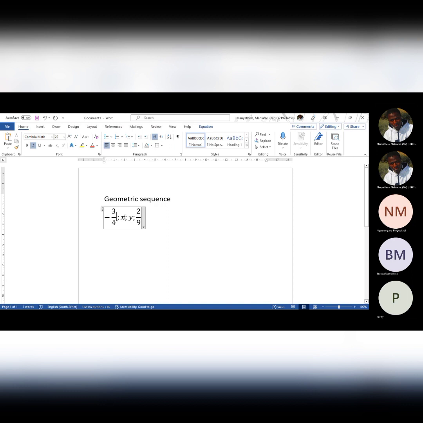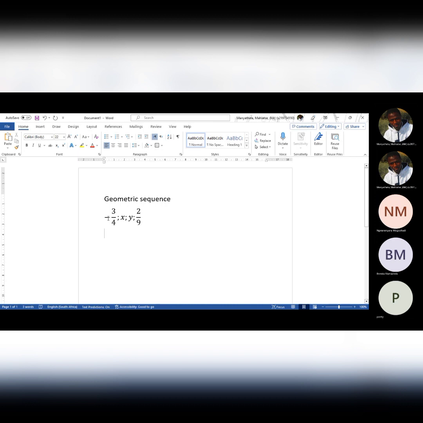The common ratio is found by dividing consecutive terms. Like with term 1, term 2, term 3, term 4: term 2 over term 1 must be equal to term 3 over term 2, which is the same as term 4 divided by term 3. Am I correct? Okay, fine.